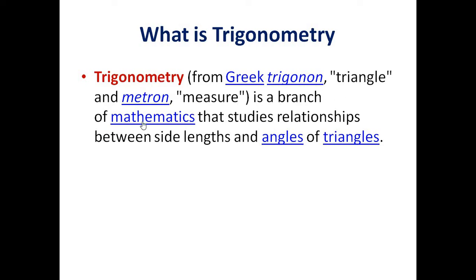It is a branch of mathematics that studies relationships between side lengths and angles of triangles. We already know a triangle consists of sides and angles. So we are going to see the relationships between those lengths and the angles. That is all about our trigonometry chapter. Simply, you can understand that the trigonometry chapter deals with triangles and their measures.